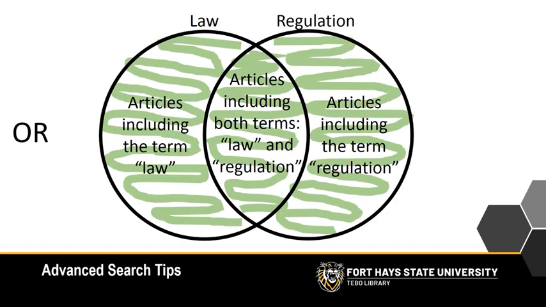When you use or to connect your search keywords, the database or catalog will provide results that include either of your keywords by themselves, as well as results that include both of them together. Or lets you broaden your search by including synonyms or related concepts.